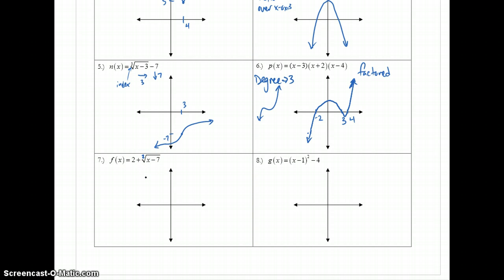The index here, if you wanted to put one there, would be 2. We are moving right 7, and this +2 that's written at the front could also be written at the end, and that's how we've seen it most often in class. So we have up 2, and that's our even radical shape. The last graph, we shift right 1, down 4, and we're looking at a parabola, so we get a graph like that.